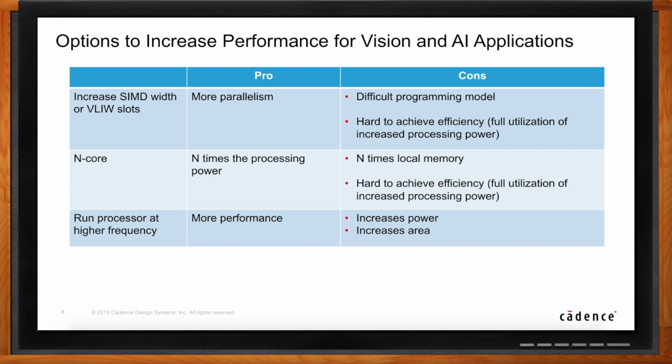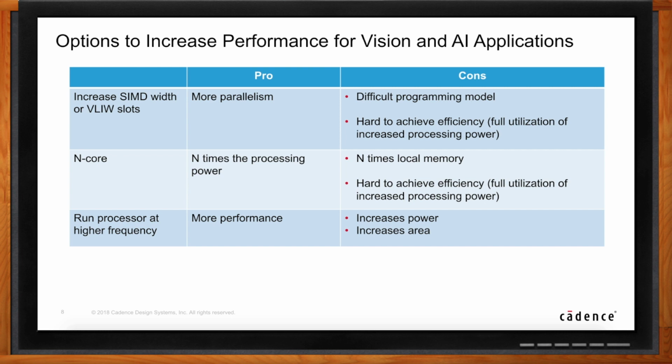Now, the other thing would be to run the processor at a higher frequency. Sure, with higher frequency, you pay for what you get. I mean, that's what I like to say. But what it gives you is increased power and increased area. So there are various options. For each of those, there are pros and there are cons.